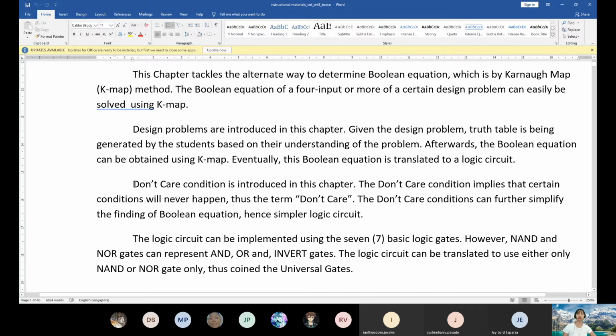Okay, and then afterwards, don't care conditions will be introduced. Then we will tackle how these don't care conditions affect the generation of Boolean equations. With don't care, actually, the Boolean equation can be further simplified. Therefore you have a simpler logic circuit. And then we will discuss how we are going to implement the given logic circuit using only either NAND or NOR gates. So NAND and NOR gates are known as universal gates.